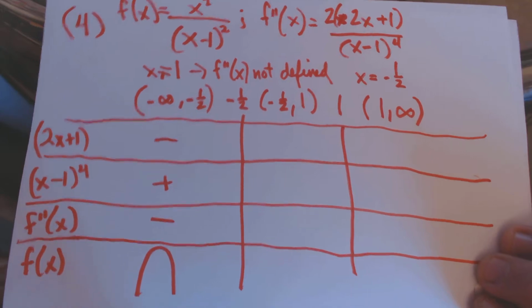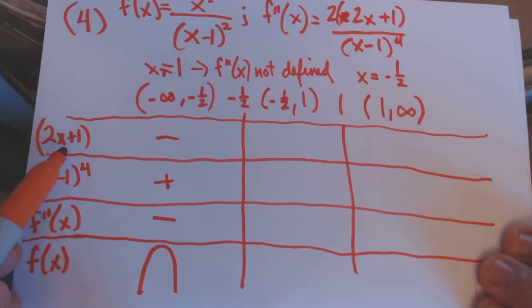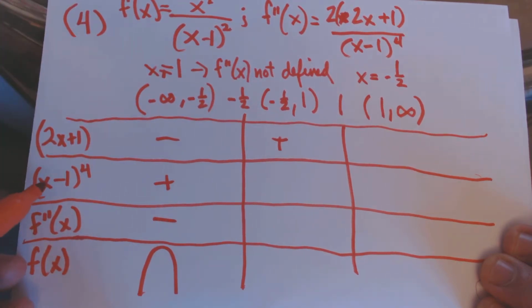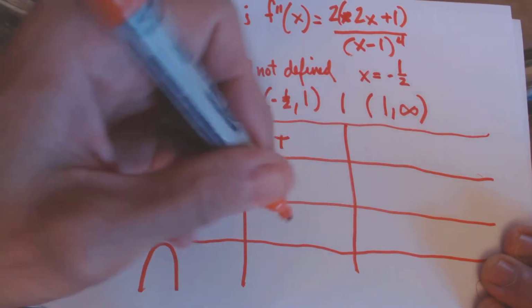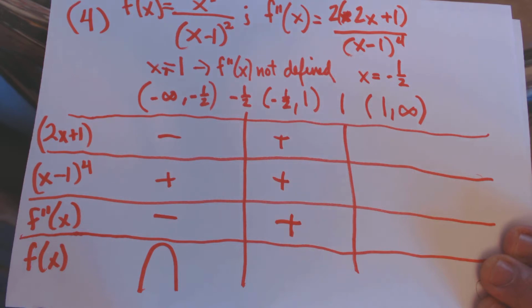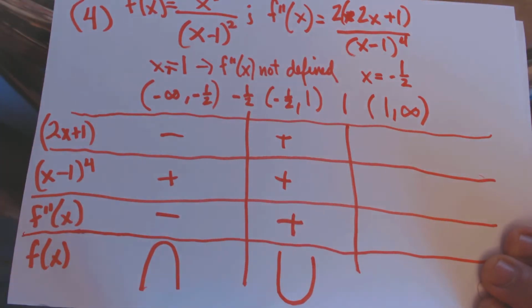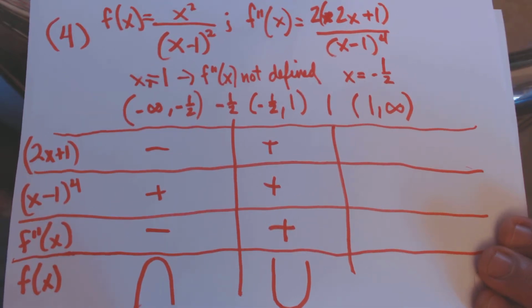Moving on to the second interval between negative 1/2 and 1, let's plug in 0. 0 plus 1 is positive. 0 minus 1 is going to be negative, but to the 4th power will be positive. And so the second derivative will be positive, and thus the function will be concave up on the interval negative 1/2 to 1.